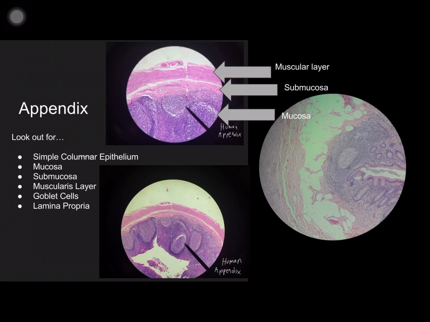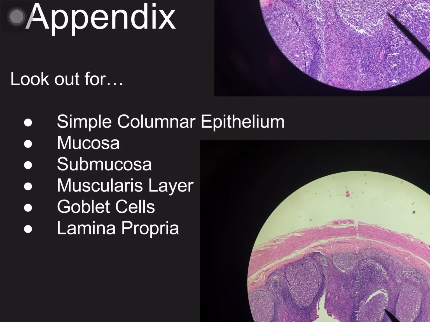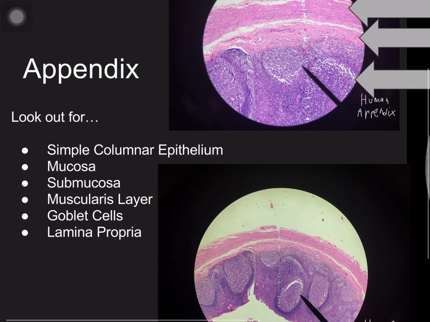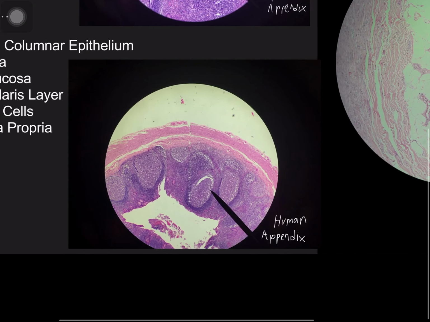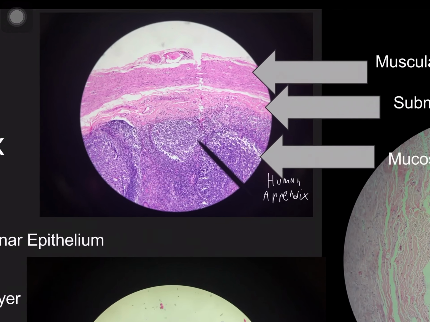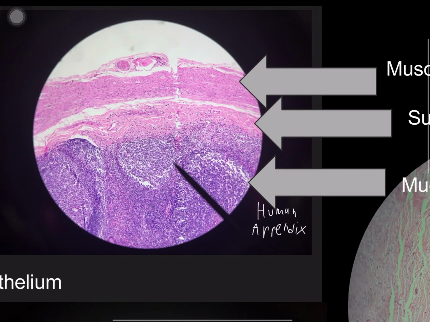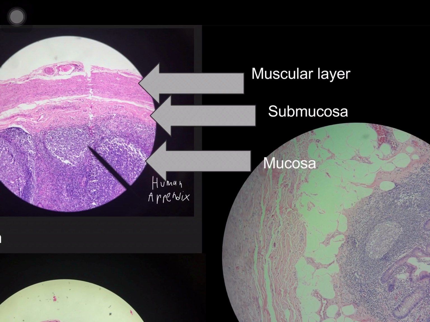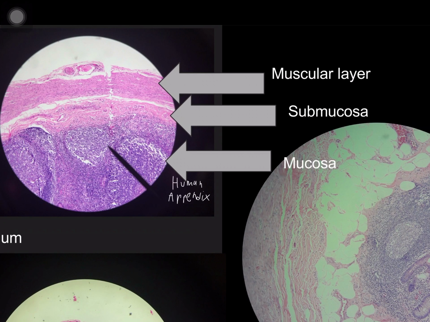Onto the appendix. What we're looking for here are simple columnar epithelium, mucosa, submucosa, muscularis layer, goblet cells, and lamina propria. So here we have a human appendix. We can see the muscular layer going from bottom to top. So now the mucosa looks like it's on the very bottom.